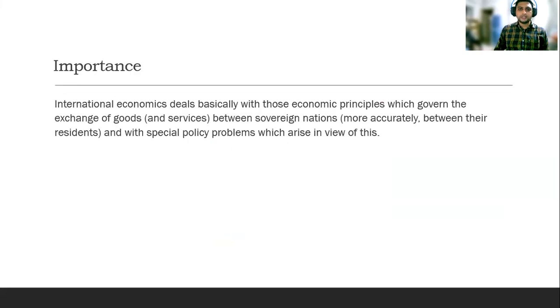International economics deals basically with the economic principles which govern the exchange of goods and services between two countries or the nations or between their residents and with a special policy problem which arise in view of this.